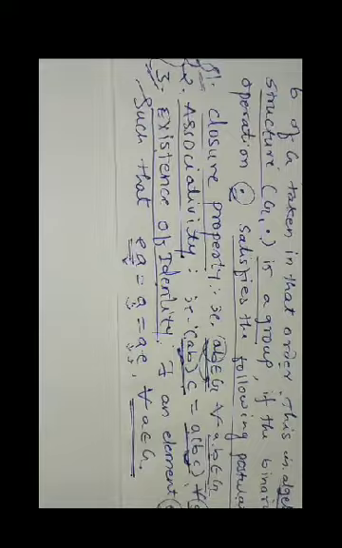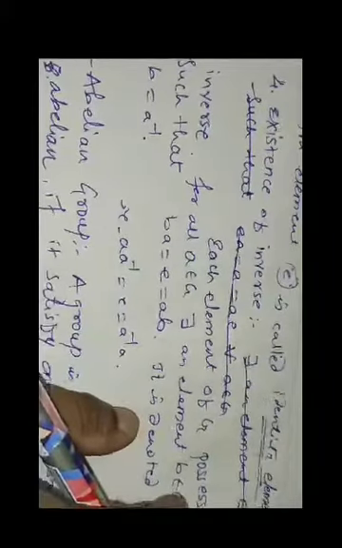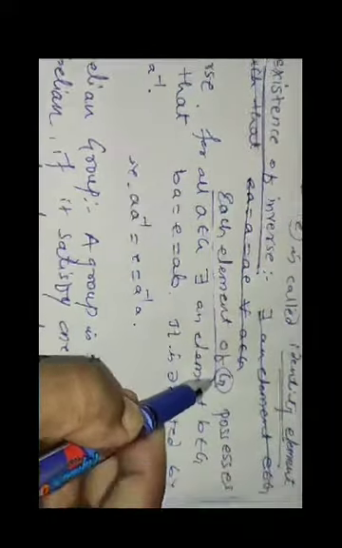Now we discuss the last property, and that element is called the identity element. See here, identity element. That property name is existence of identity. Next is the fourth point, and that is the existence of inverse. What is meant by the inverse? So each element of G, no element should be left there.